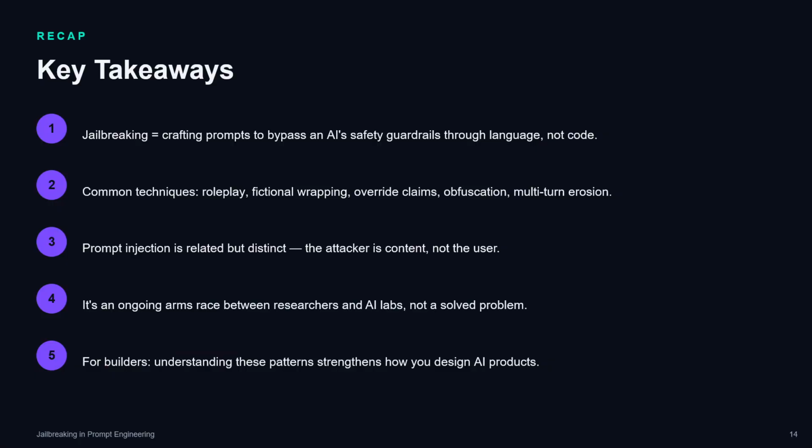So the key takeaways. What is jailbreaking? It is crafting prompts to bypass an AI's safety guardrails through language, not code. Common techniques are role play, fictional wrapping, override claims, obfuscation, and multi-turn erosion. Prompt injection is related but distinct: the attacker is the content, not the user. It is an ongoing arms race between researchers and the AI labs, not a solved problem. For builders, understanding these patterns strengthens how you design AI products.